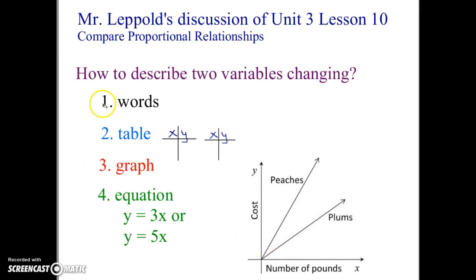So once again, describing things with words, a table, a graph, or an equation. y equals 3x would be, it goes up 3, 3 is the slope. It would go up $3 for each pound. And this one here might be $5 for each pound. I just made up an equation, but you could graph things and get the exact equations. You can compare it that way. Whatever y equals 5x, it's going to go up higher. It's going to change more than y equals 3x.